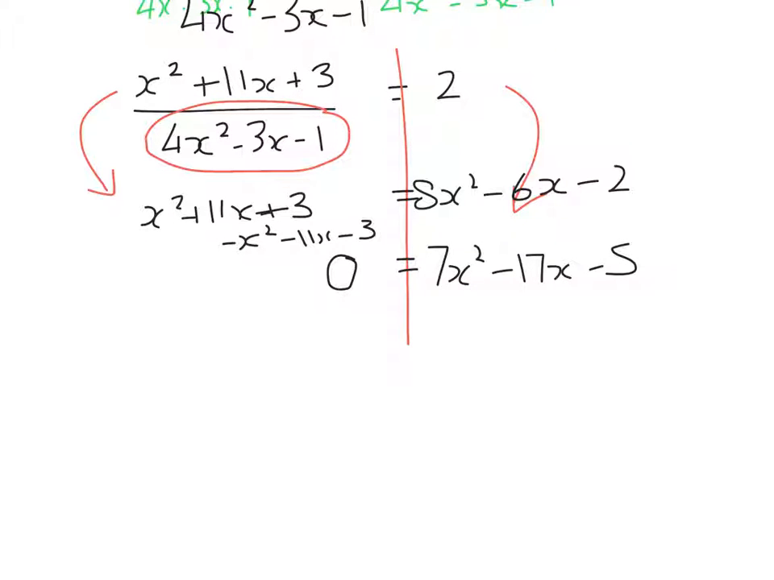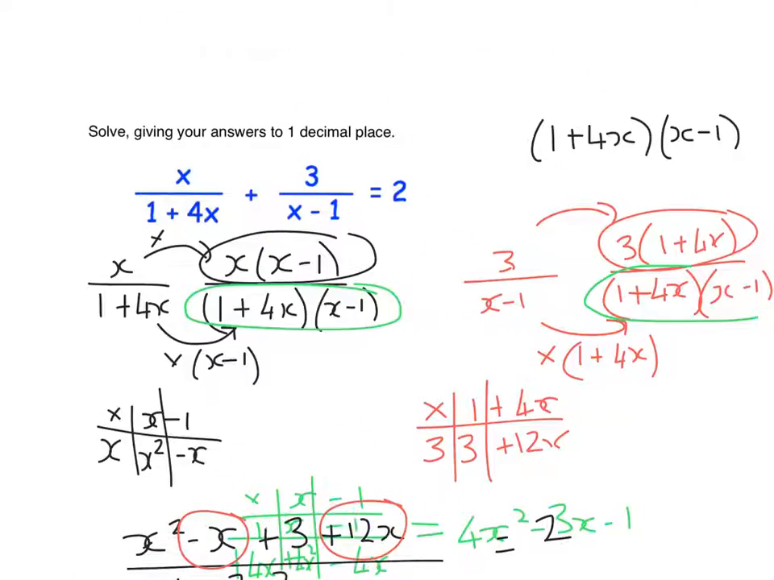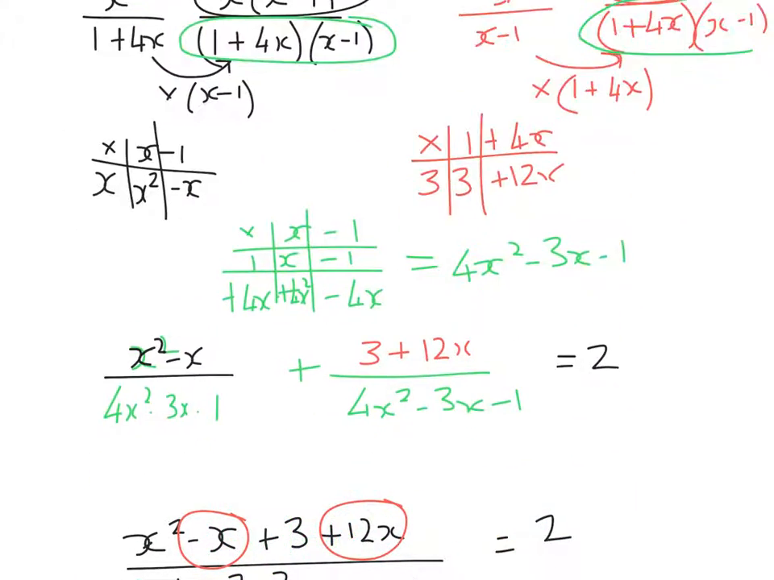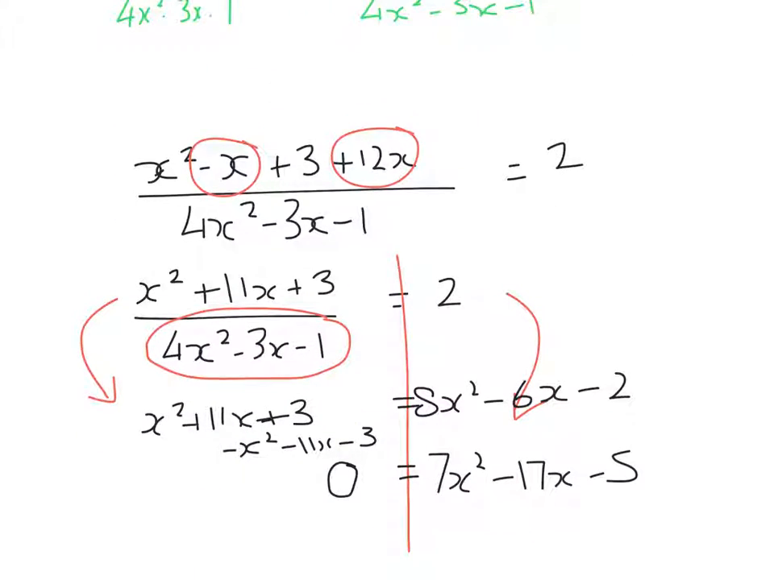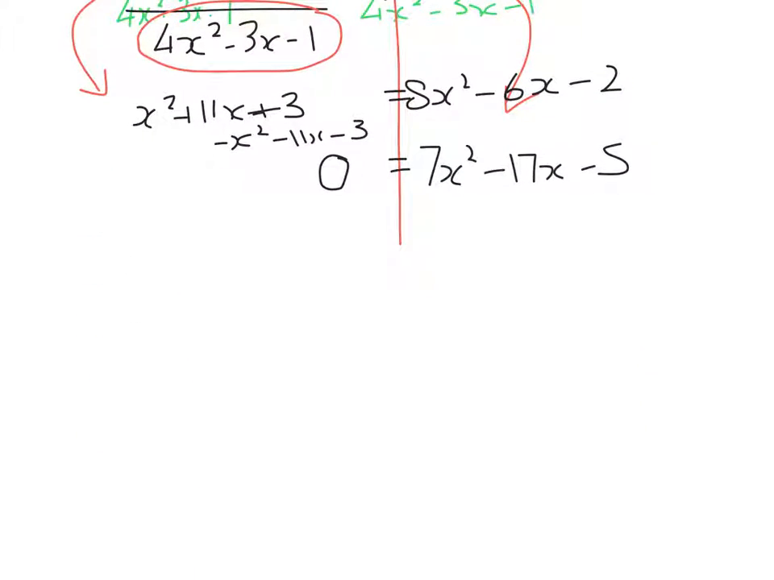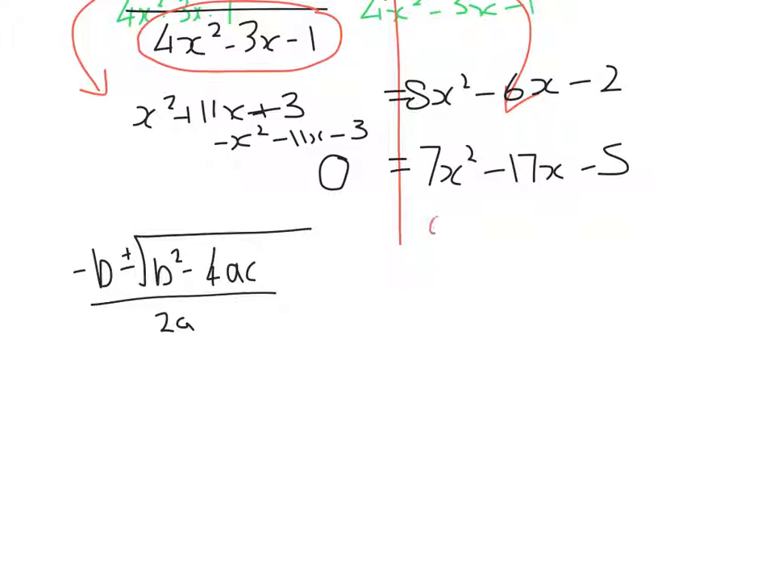If we look back at the top of the question, we will be able to see that we need to give our answer to one decimal place. So that's giving us a hint that you can't factorise it. You're going to have to use the quadratic formula. So the quadratic formula is minus b plus or minus the square root of b squared minus 4ac all over 2a. So let's just write down what our letters are. So a is 7, b is minus 17, and c is minus 5.